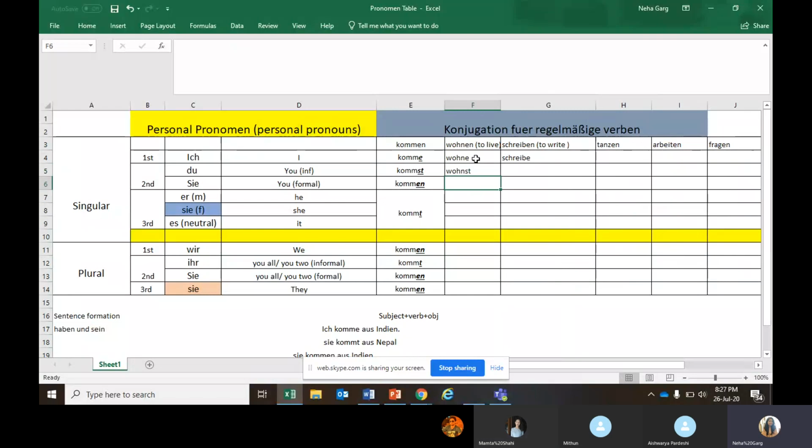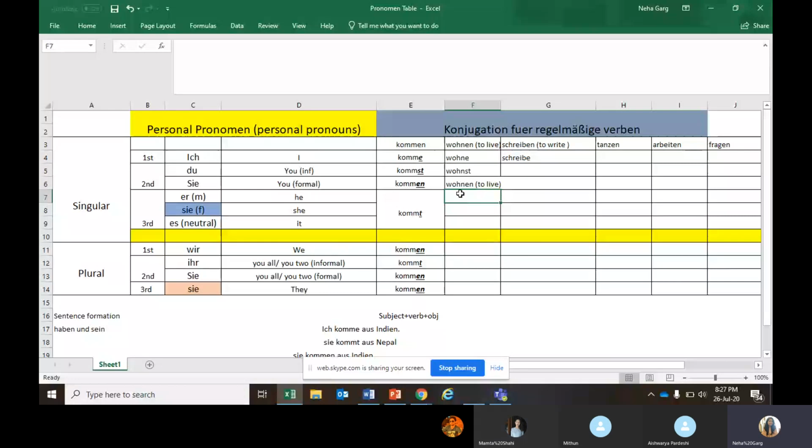The letters before en would remain the same, and then en would be replaced as per the pronoun. With ich, en would be replaced with e. With du, en would be replaced with st. Similarly, with sie, it would be wohnen, the same. Yes, it would be the same.